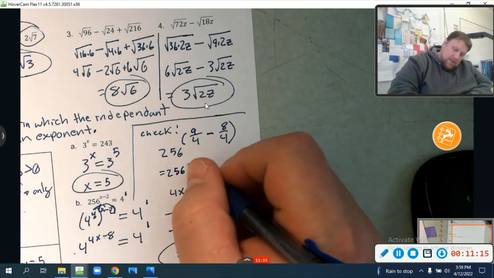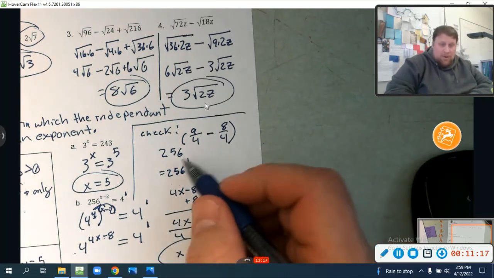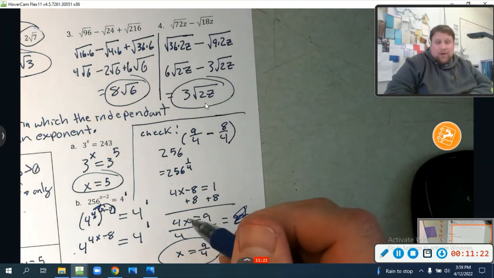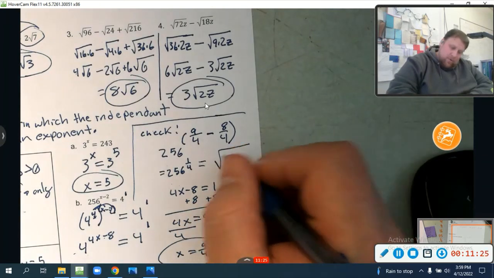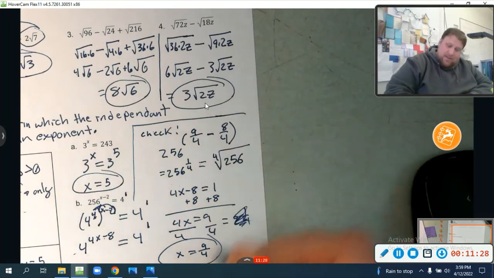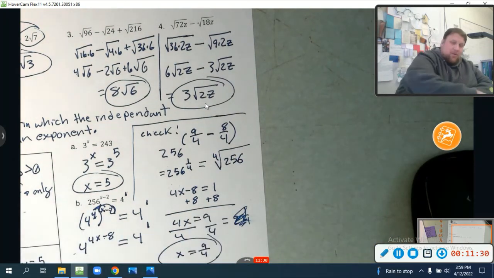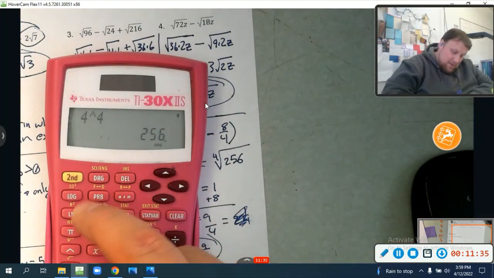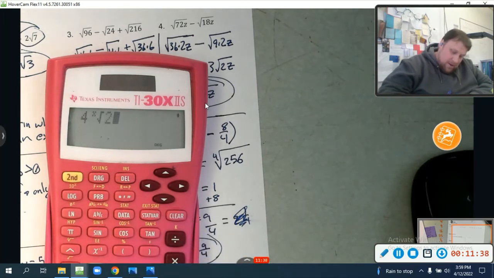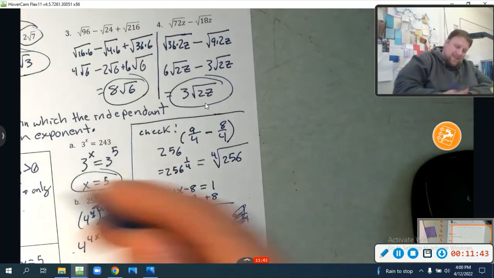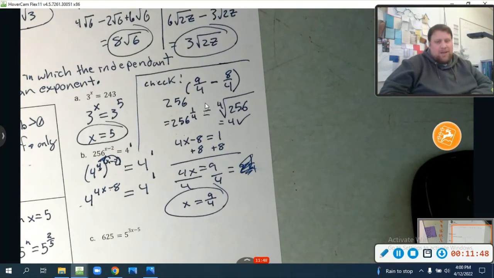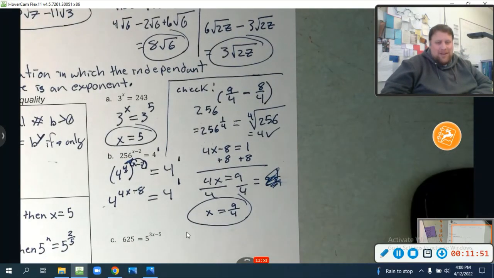256 to the 1/4, which, if you remember, that is my, what do we call that, index number. So this equals the 4th root of 256. And what's the 4th root of 256? Well, we know 4 to the 4th is 256, so it makes sense. But let's prove it. I'm going to have 4, 6, remember that's how I do my 4th root on this, and it's 4. So this does indeed equal 4. Check, it works. Boom. I know it's a weird problem. It's a weird way to do it. We're going to try one more of these, okay?